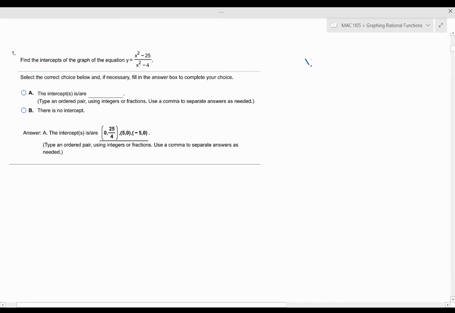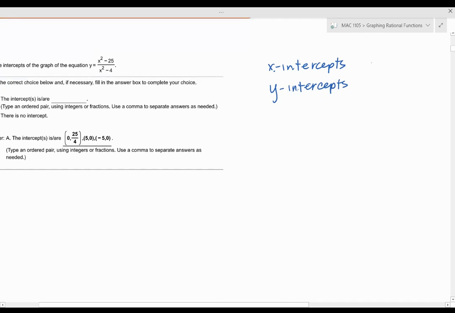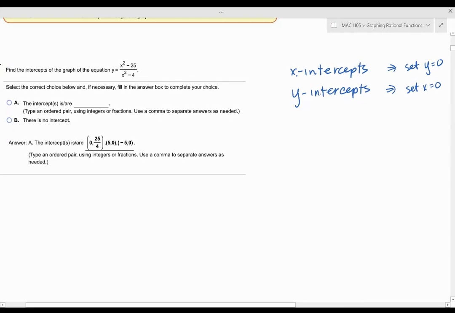All right, we have x-intercepts. All right, and we also have y-intercepts. Okay, if you guys remember, we find x-intercepts by setting y equal to 0 and solving, we find y-intercepts by setting x equal to 0 and solving. Okay, all right, so I'm going to do that first.